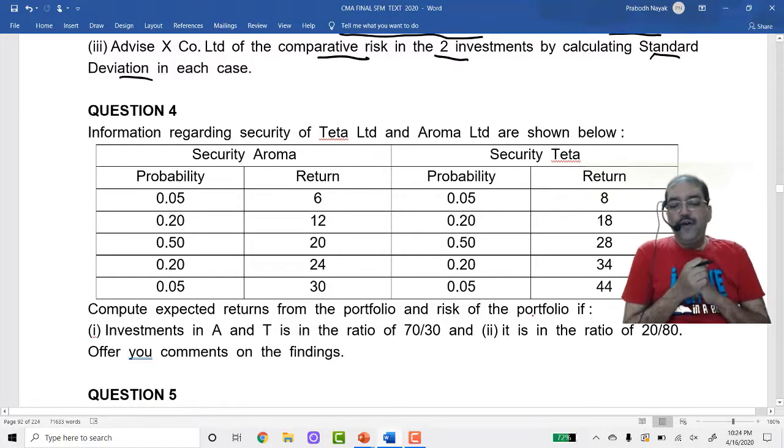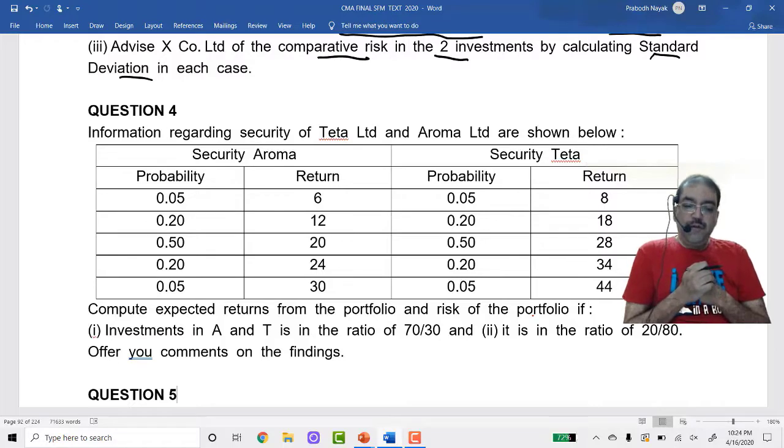Information regarding the securities of Theta Limited and Aroma Limited is shown below. What is given? Probability is given, and returns of both securities are given. Compute the expected returns from the portfolio and the risk of the portfolio if investments in A and T are in the ratio of 70:30 in case 1, and in the ratio of 20:80 in case 2. Offer your comments on the findings.